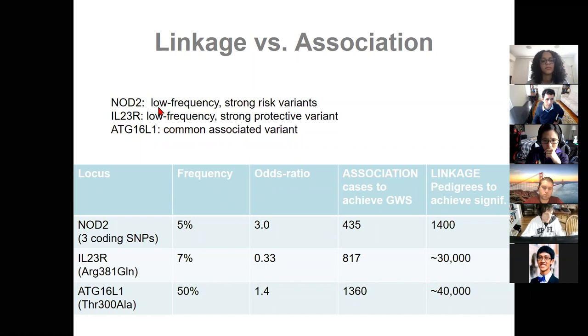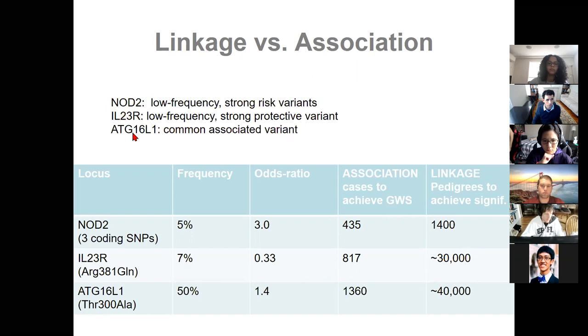So this one is a low frequency, strong risk variant. And because it's a risk variant, it's easy to find families that have simply an increased prevalence of inflammatory bowel disease. But for a strong protective variant, even though the association is the same, you would never be able to find it in a linkage analysis, because in a linkage analysis, you're basically selecting pedigrees where the disease of interest is actually overrepresented, not underrepresented. You don't have the power to select those families.